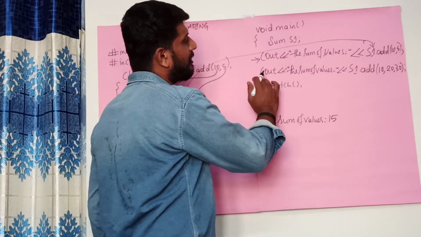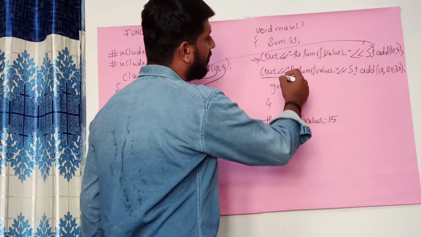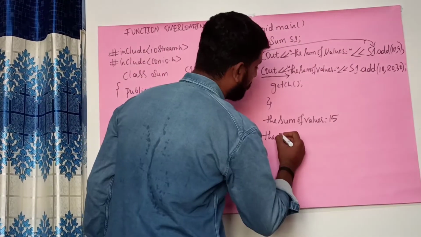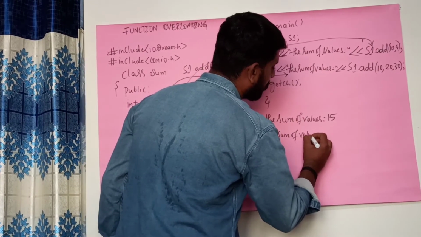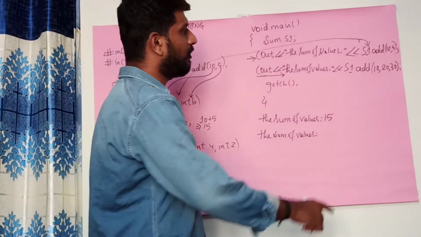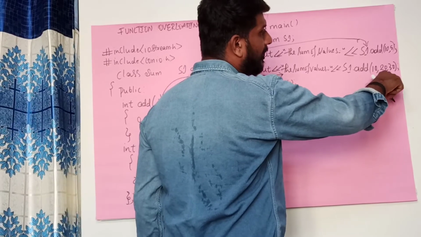Next, what happens? The next statement gets executed. In the next statement, I have written one print statement, that is cout, the sum of values is equal to S1 dot add of 10, 20, 30.